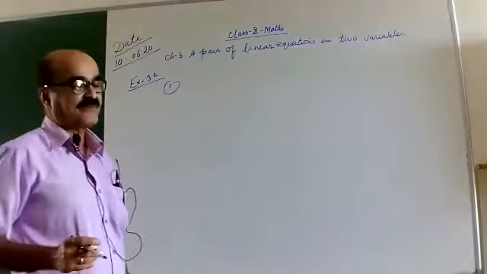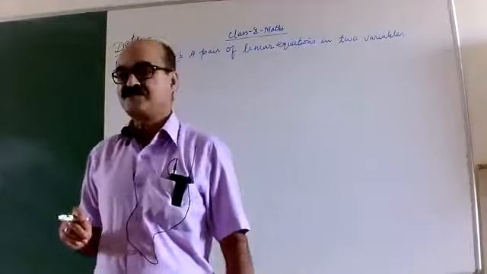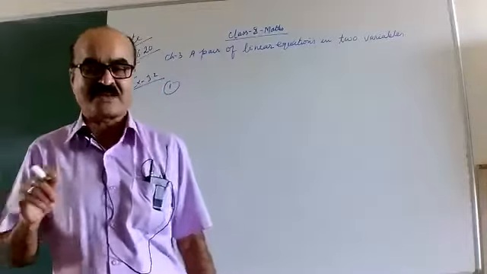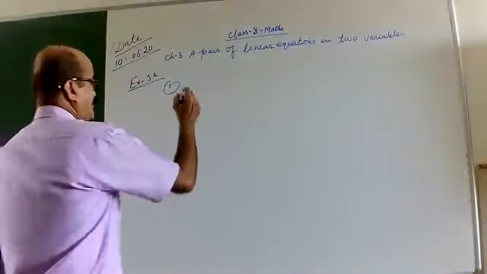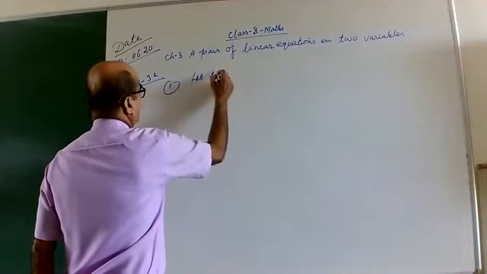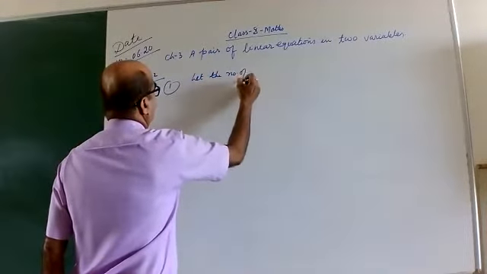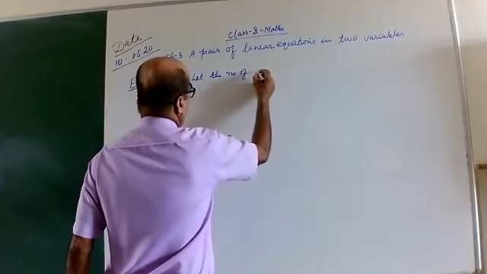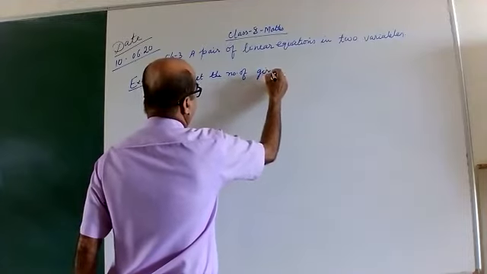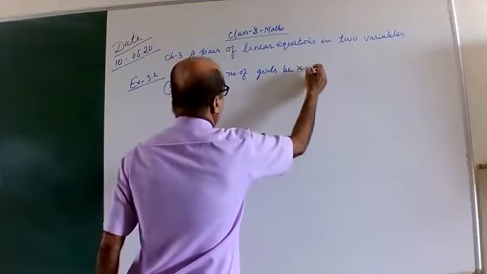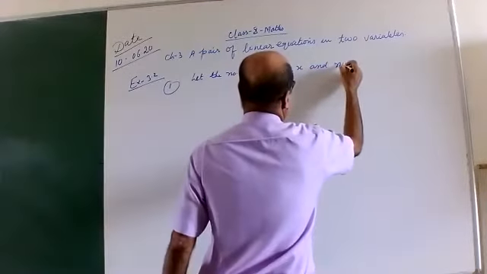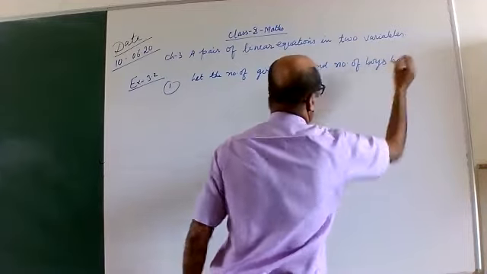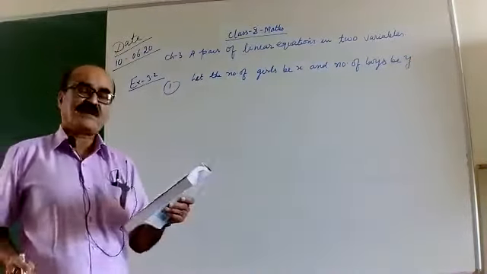So what are the variables here? Here two variables, the number of girls and the number of boys. So you can take one as x and one as y. So I am assuming here, let the number of girls be x and the number of boys be y.